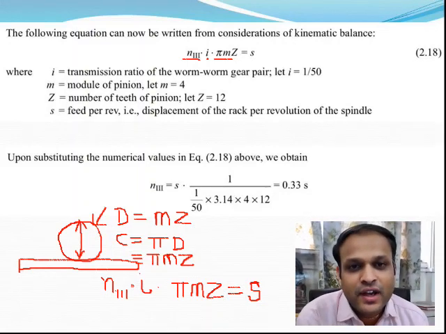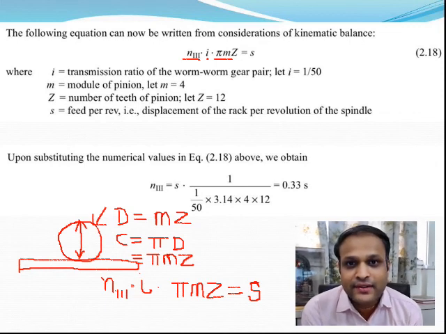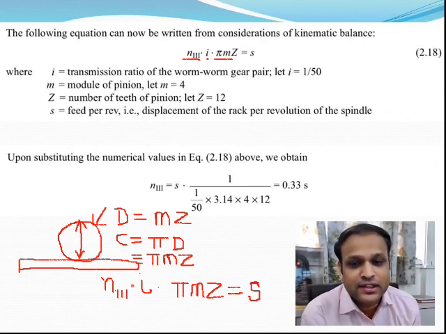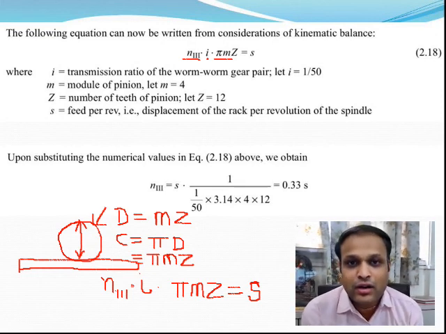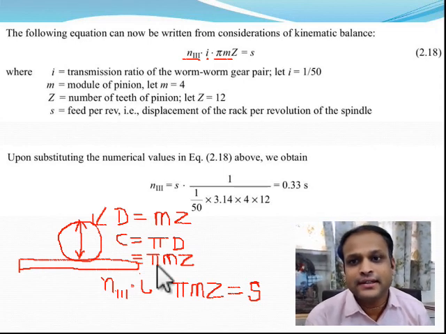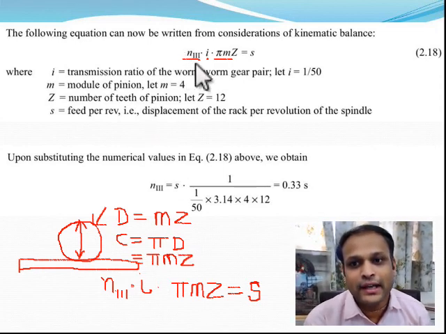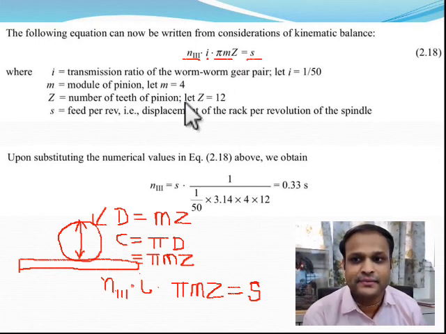So in the previous session we have understood the gearing diagram, but the problem still remains that we have to find out the speed at the third shaft of the feed box in order to be able to draw the speed chart or the feed chart. This is understood by this formula: N3 times I times pi mz is equal to S.